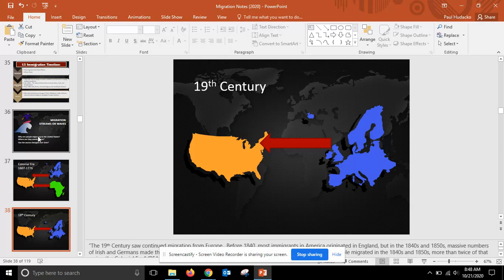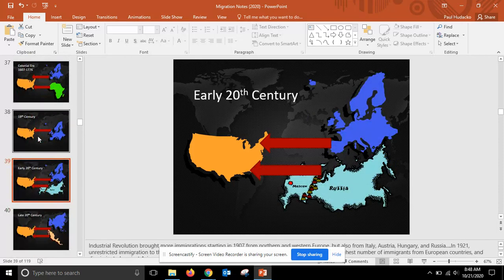Just remember, during wave one, many come from England. So Northern and Western Europe. Same thing in wave two. We see Northern and Western Europe still continuing, but we don't see the slave trade anymore, so we're not bringing in any more migrants from Africa as slaves. So we see in wave one and wave two similarities of Northern and Western Europe.